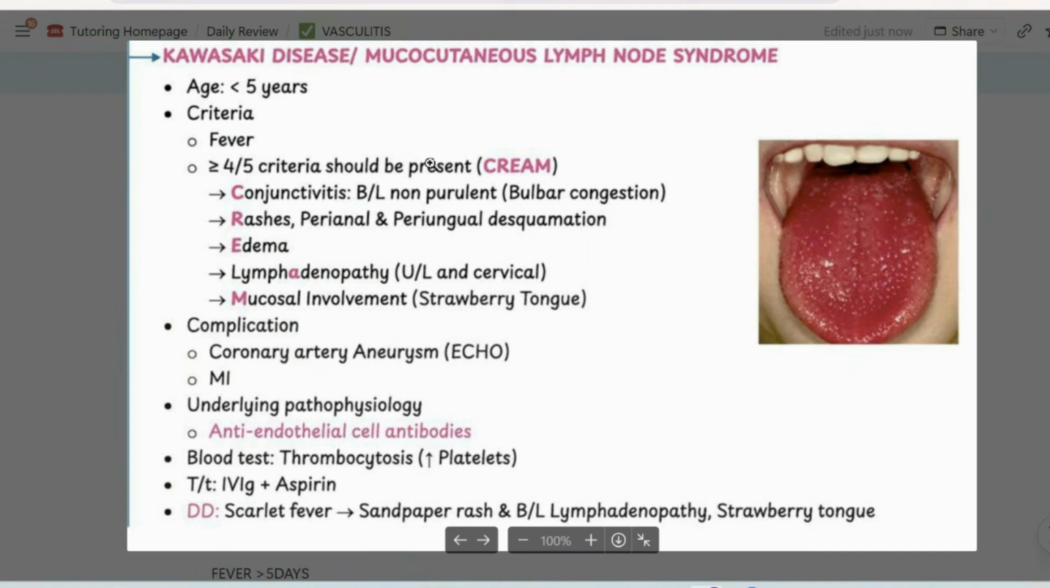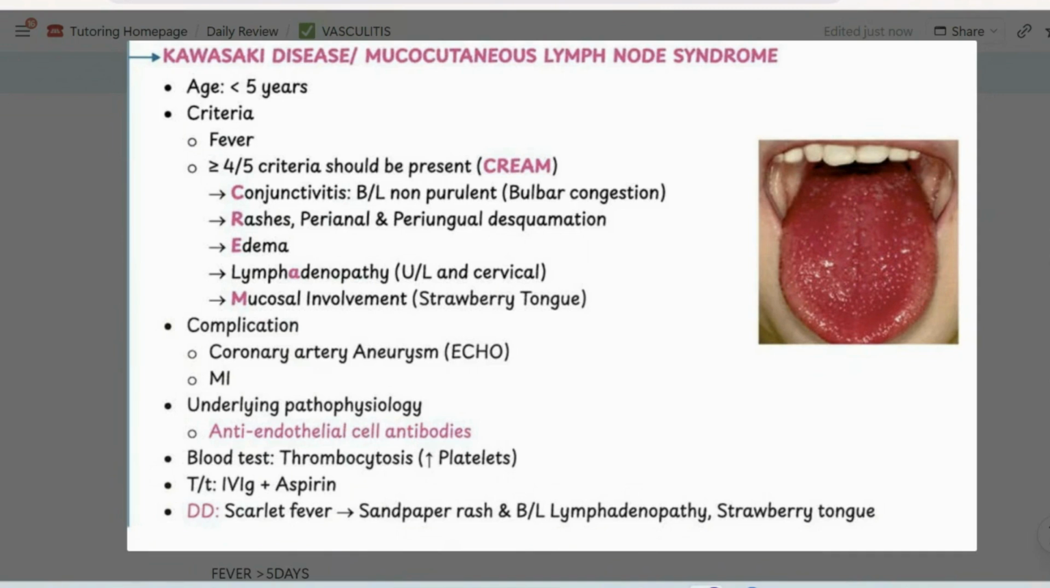So you start with C, conjunctivitis, right? Because the child is going to present with bulbar congestion, meaning red eyes. And usually it's non-purulent, and it's usually bilateral, which means it's not a pink eye, it's not a bacterial crusting, anything like that. So it's a dry, normal looking but red eye. Next comes R, which is rashes. Rashes in the perianal region, periungual region, right? And then desquamation. So the rash is peeling, right?